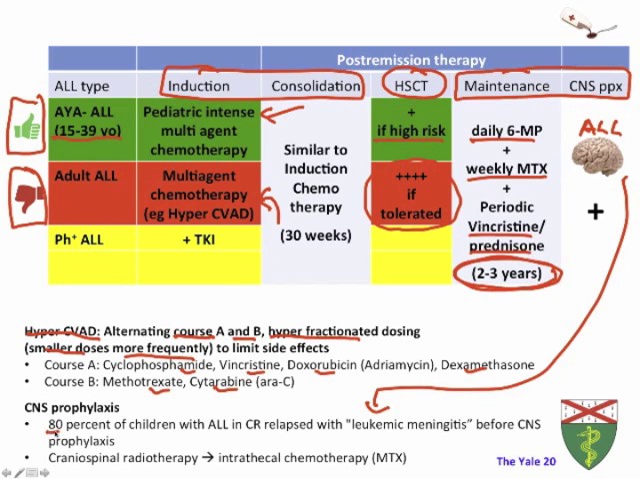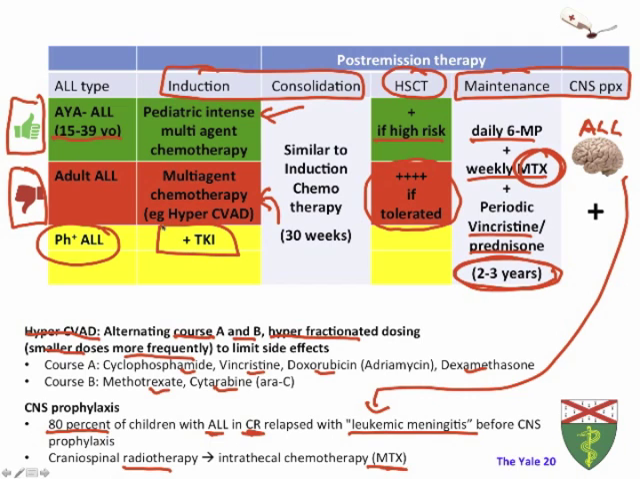80%, that's a huge number of children with ALL who had a complete remission, relapsed with leukemic meningitis before we knew CNS prophylaxis. So this is key. And what we can use is radiotherapy or intrathecal chemotherapy with methotrexate, which I mentioned here. Lastly, I want to mention the specific genetic subtype of Philadelphia positive ALL. Always important to look for that because those patients actually get treated with TKIs, just as CML patients do.